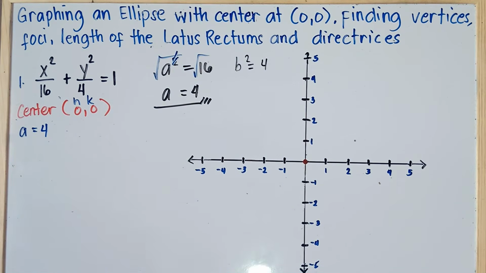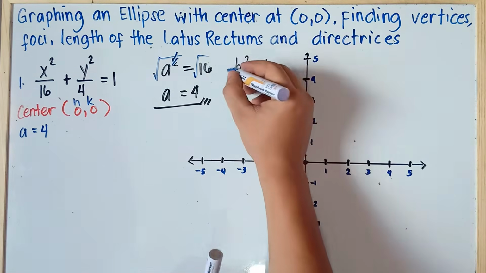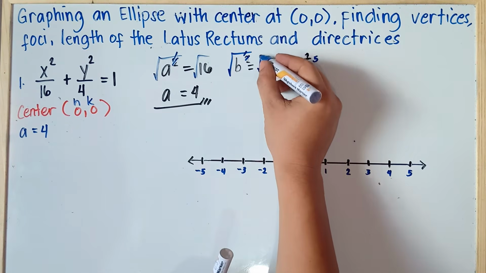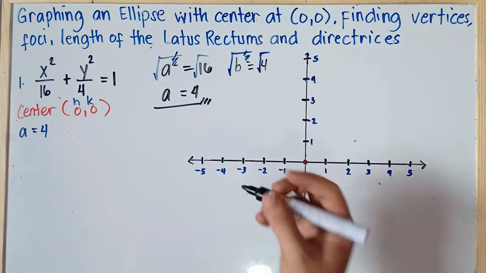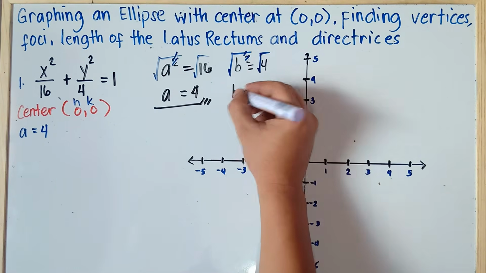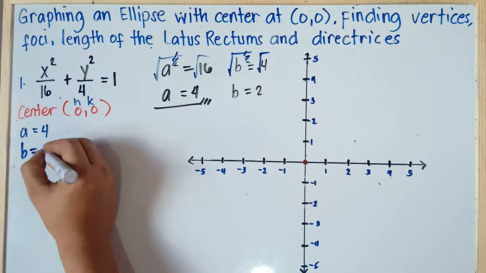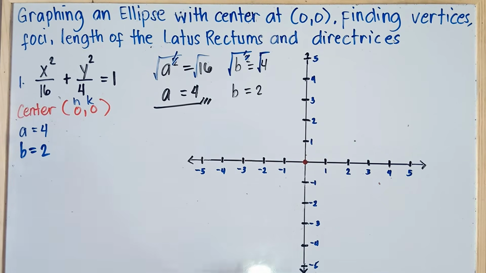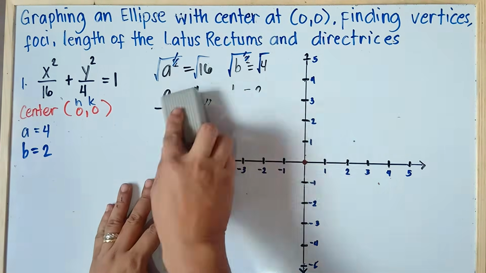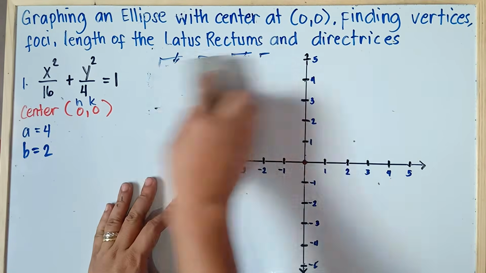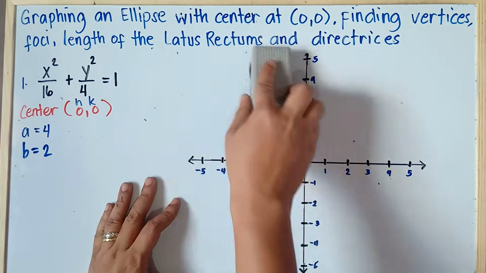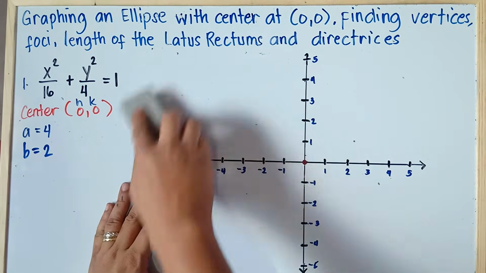To find the value of b, you extract the square root of both sides so that you can cancel the exponent. The square root of 4 is 2. So therefore, b is equal to 2. So we now have the value of a and the value of b. So next step, class, we need to find the value of c, the foci, or the focus.